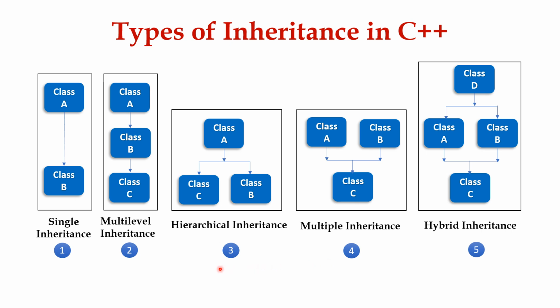So there are 5 types of inheritance in C++, namely single inheritance, multi-level inheritance, hierarchical inheritance, multiple inheritance, and finally hybrid inheritance. Hope you are clear on all these types.